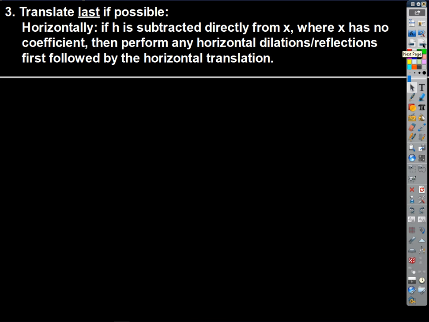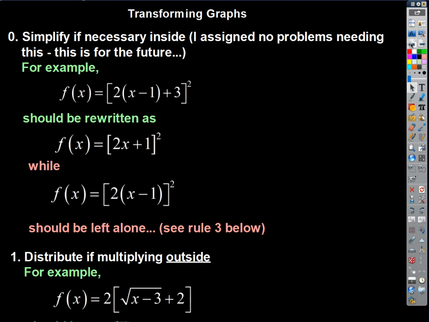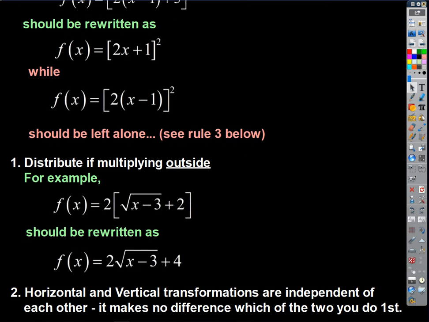Okay, rule 3. Translate last if possible, right? So horizontally, if h is subtracted or added, if we're adding it, we're just subtracting a negative, directly from x, where x has no coefficient, so x isn't being multiplied by anything, then that's easy, right? That's an example like that one, or like that one, right? Where there's a number that's being only subtracted from x, or could be added to x, right? Then I'll do the dilation first, and then just slide it horizontally.